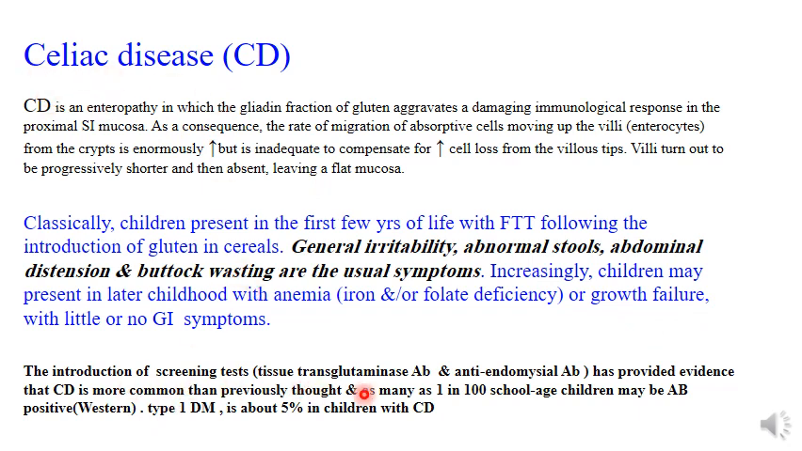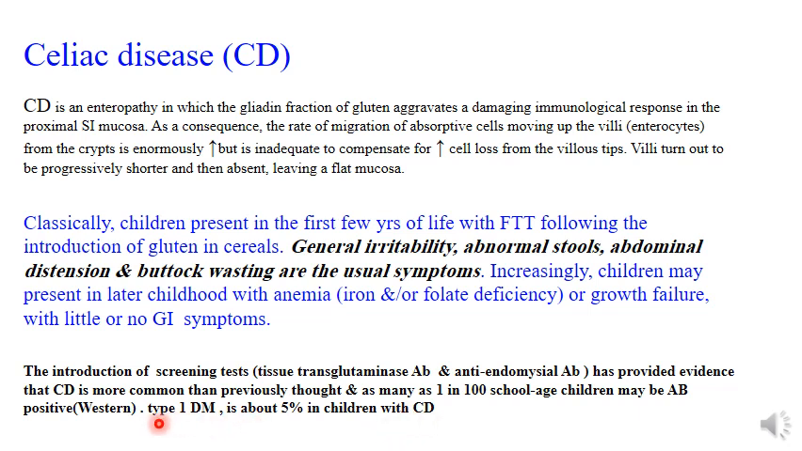Introduction of screening tests, the most important one being tissue transglutaminase antibody, and anti-endomysial antibody, has provided evidence that celiac disease is more common than previously thought. As many as 1% of school-age children, as I told you, may be antibody positive in the West. Type 1 diabetes is present in about 5% of children with celiac disease. So these children are more liable to develop celiac disease.